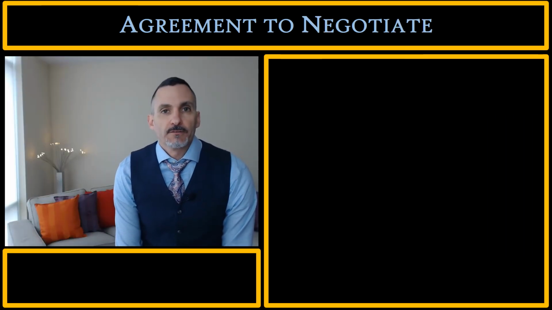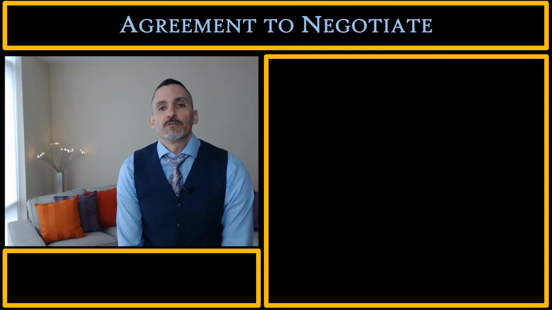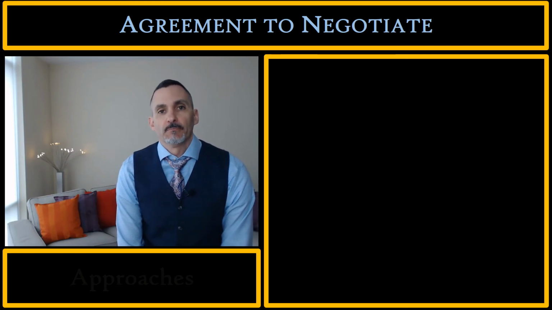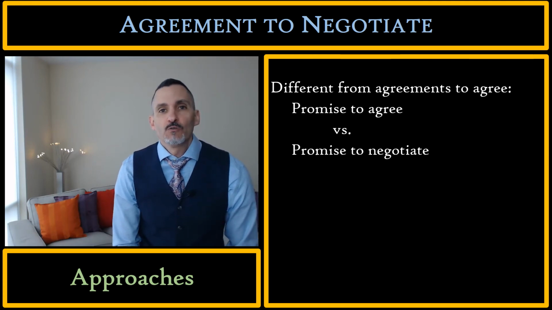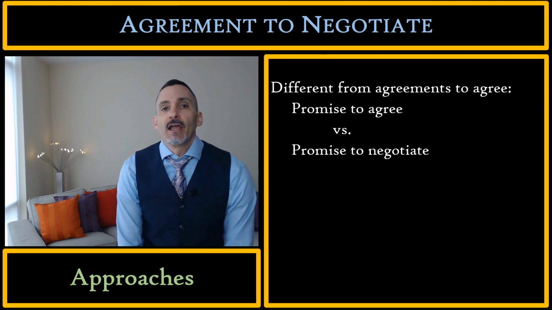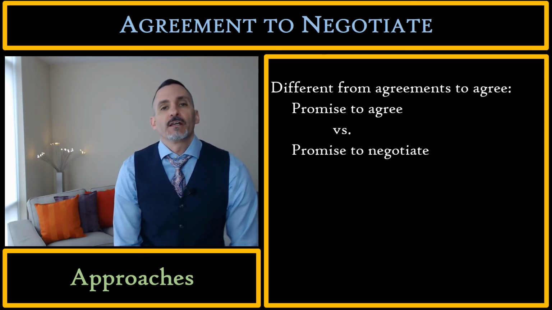All right, let's talk about agreements to negotiate a material term. You can see how this is significantly different from an agreement to agree. In an agreement to agree, both parties are agreeing to agree. And so when they don't agree, who's in breach? It's hard to say.